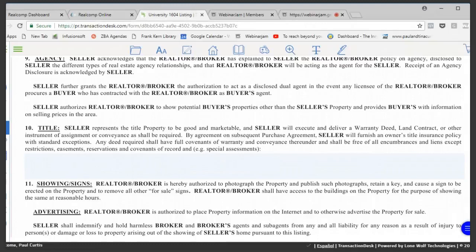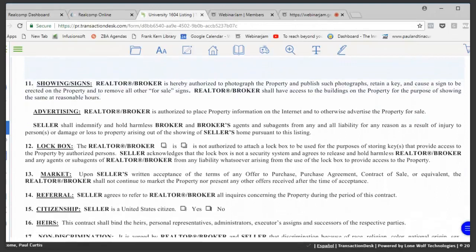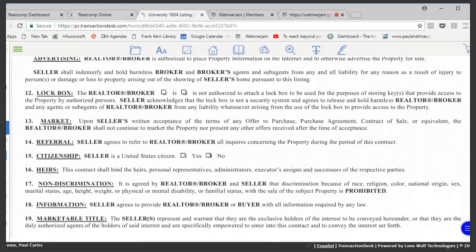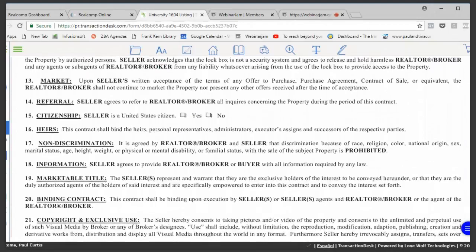Okay, this just says it's marketable title, good title, that they will allow showings and signs. We have another sign form that they'll sign, that we're authorized to advertise the property, that we're held harmless, but we also have another hold harmless form just in case. Lockbox. They're saying, yes, we can put a lockbox on the property. Always let them know to put their valuables away because people will be walking through their property.